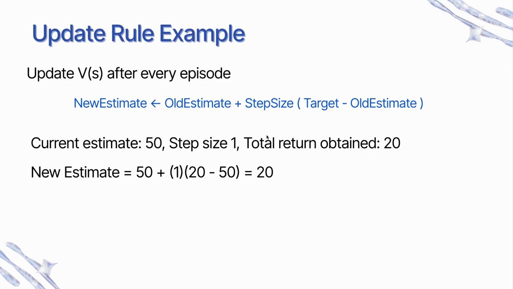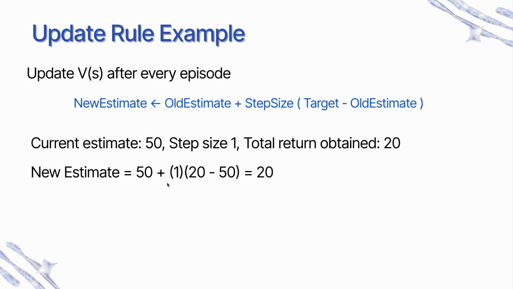Let's just do a quick example. Let's say the current estimate of your value is 50. V(S) equals 50. Let's say the step size is 1, and you start from this state, run it towards the end, and for this particular episode, you get a return of 20. What do you do here? You do 50 plus 1 times 20 minus 50, which is 20. So this is your new estimate.